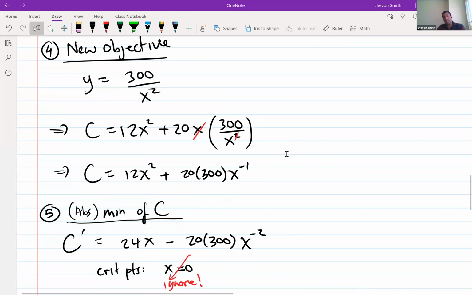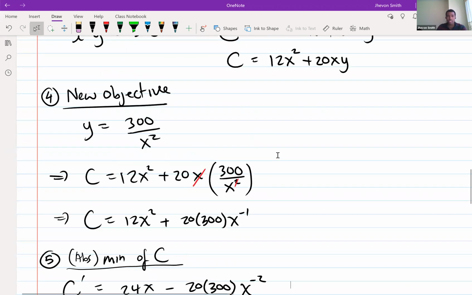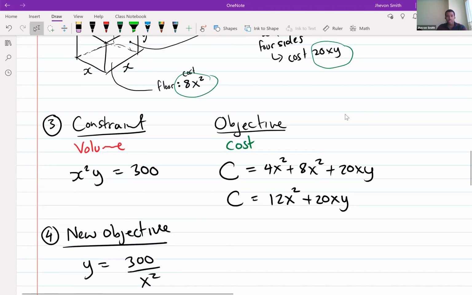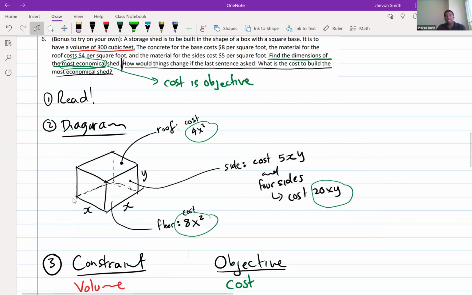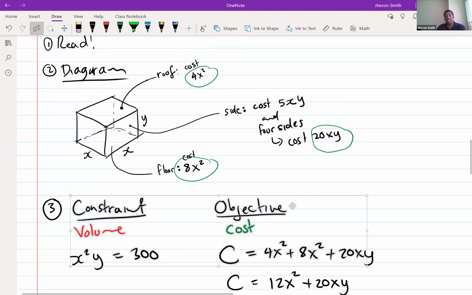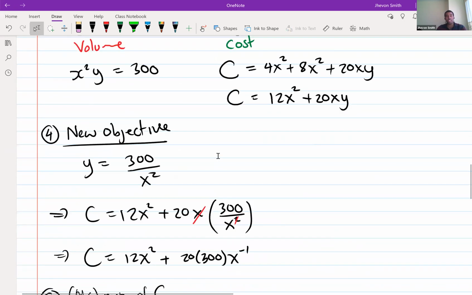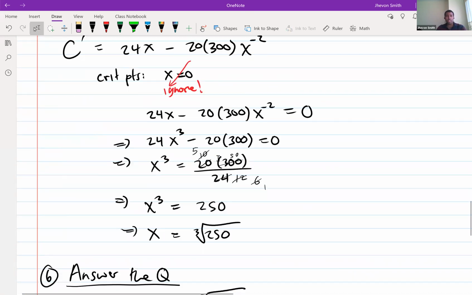But yeah, that's the optimization process in a nutshell. Every optimization problem is done the same way. The difference is step 2, what the diagram is going to look like, and step 3, setting up those equations, is what's going to change from question to question. But the process overall is going to be the same. You always do the same things in the same order.